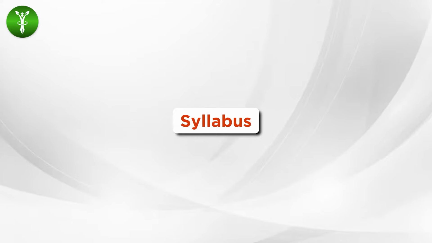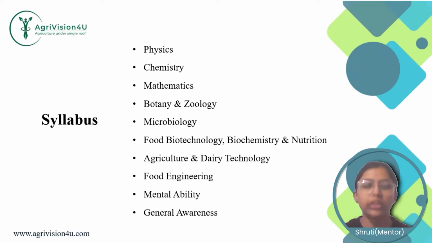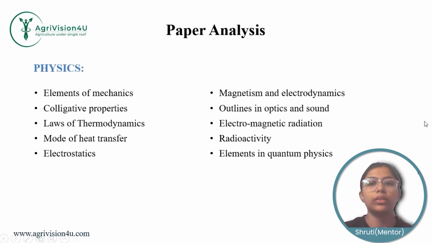After that, what is the syllabus for this exam? There are 10 subjects: physics, chemistry, mathematics, the fundamentals of these three domains, and biology. Then microbiology, food biotechnology, biochemistry and nutrition as one subject, agriculture and dairy technology, food engineering, mental ability, and general awareness. These are at the basic degree level. Step by step, we'll see how many questions and what type of questions came in the 2023 exam.